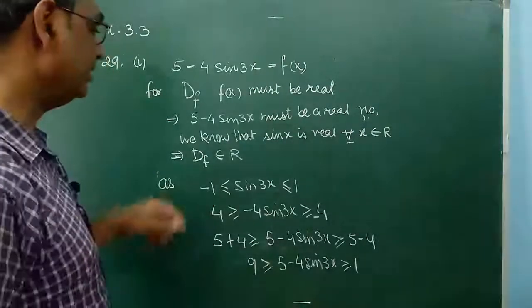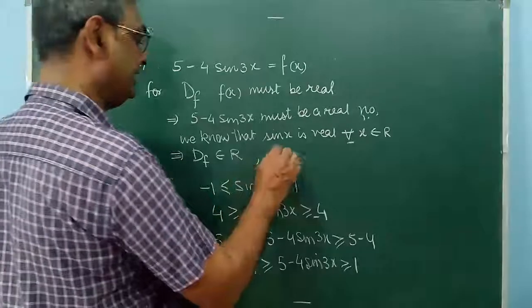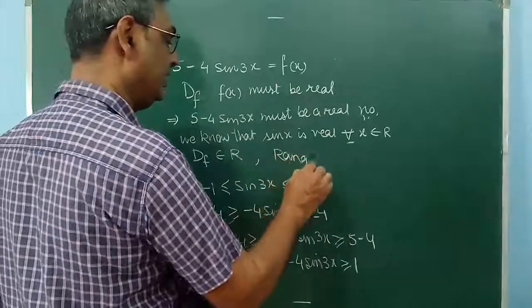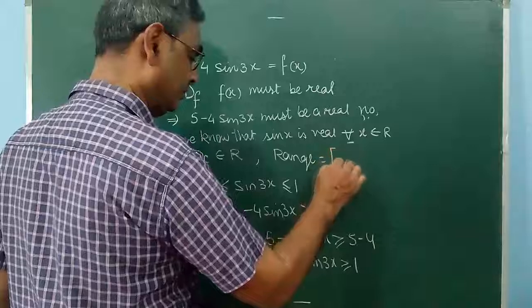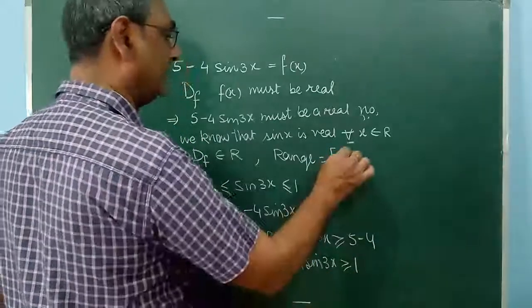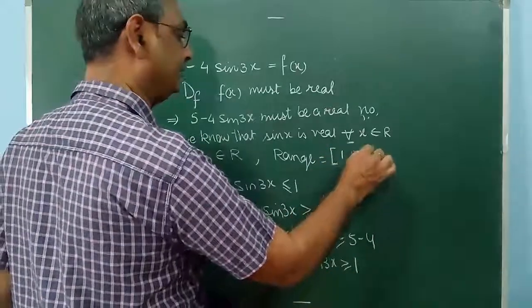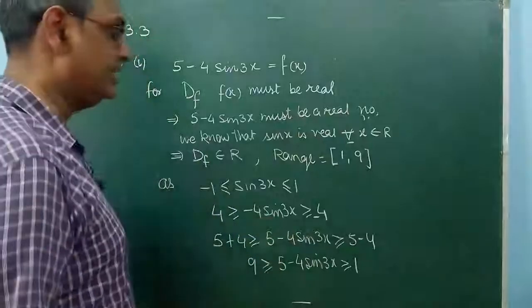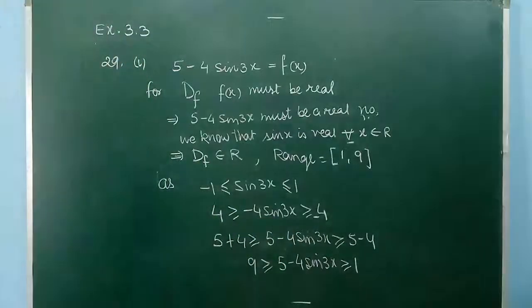So domain we have got, and here I can write the range just now. So range equals, both numbers inclusive, 1 to 9. This is the range of the trigonometric function that is given to you.